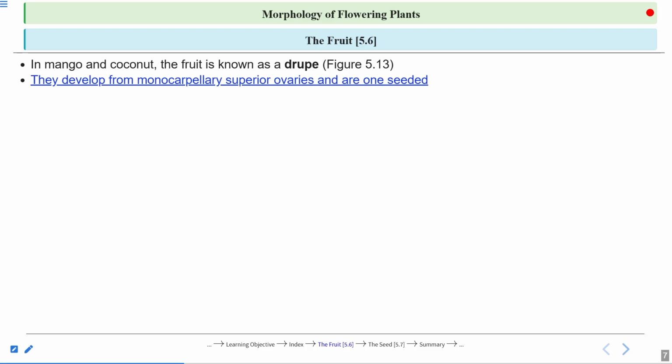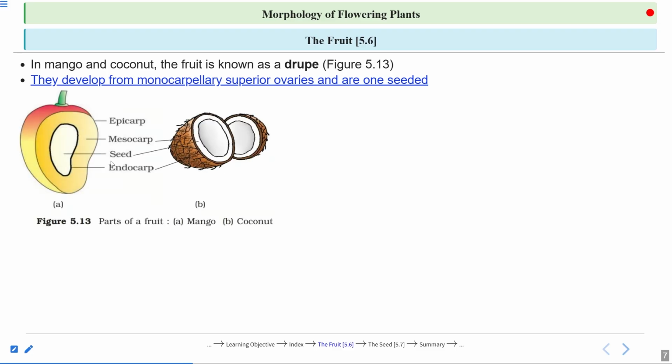There are many types of fruits, but in your book or in your syllabus, only drupe is mentioned. So again, you can see the figure that is called a drupe. So do remember the type of fruit the mango and the coconut have, that is called a drupe.